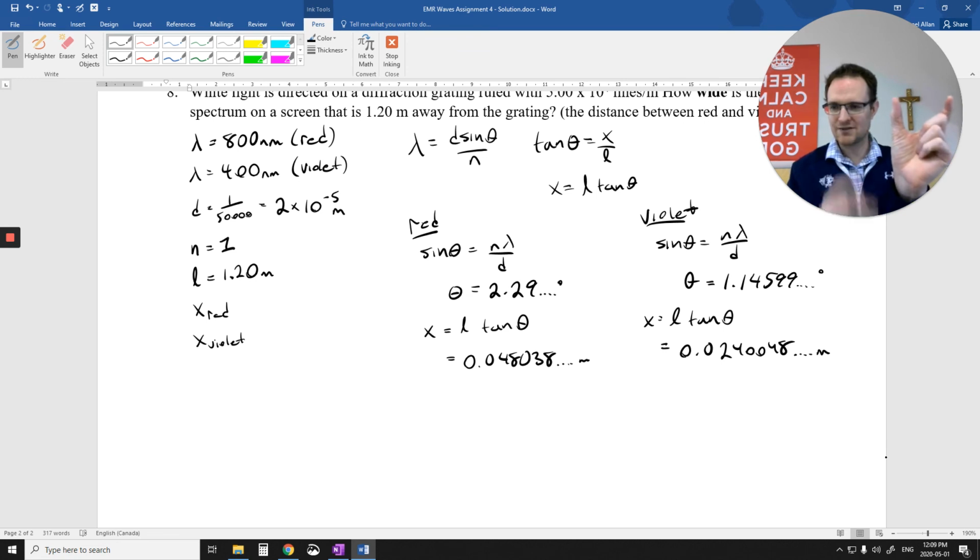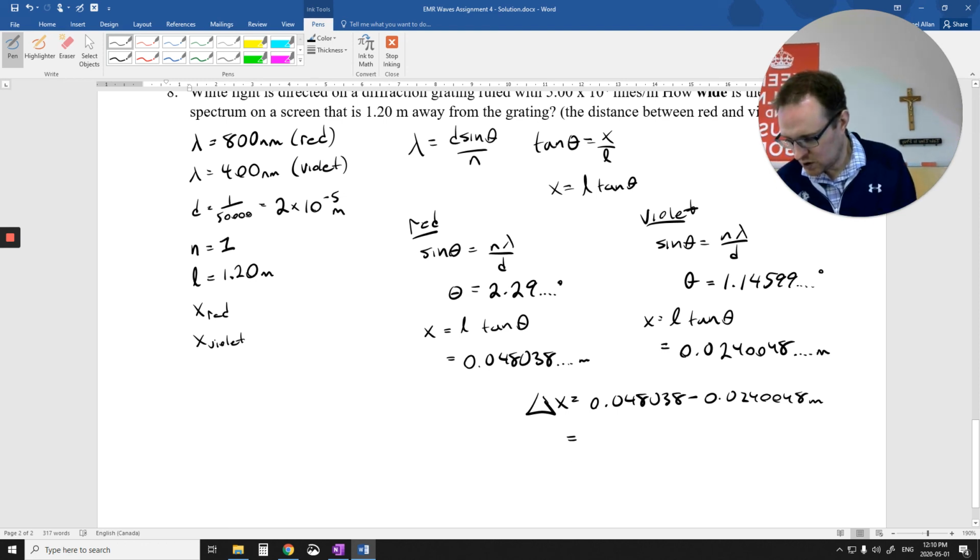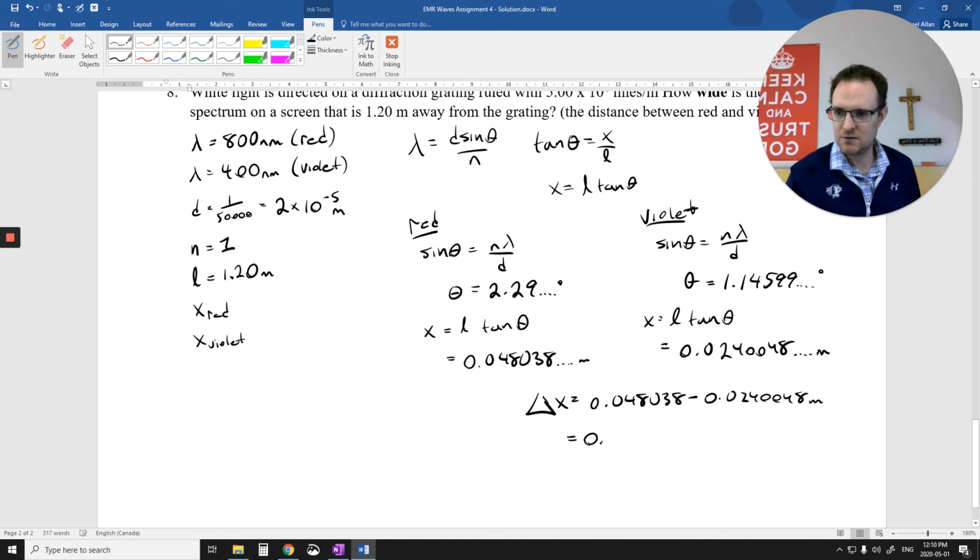Okay, so this just confirms that the red light did interfere further out, and then the violet is a little bit less. So there is a difference between the two. I just want to find that distance between the two. So what is the difference between them? I'm going to subtract my two numbers and get 0.024. How many sig digs? We need 3 sig digs, so one more zero in there. Cool. Meters. That's about 2.40 centimeters. That's my answer.